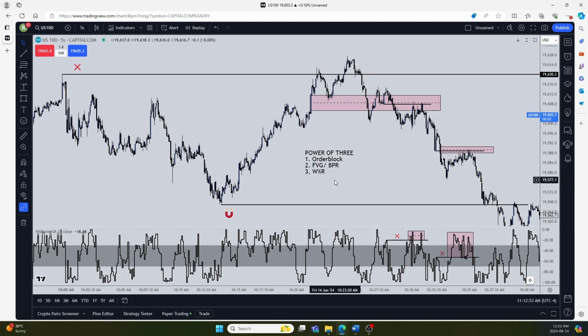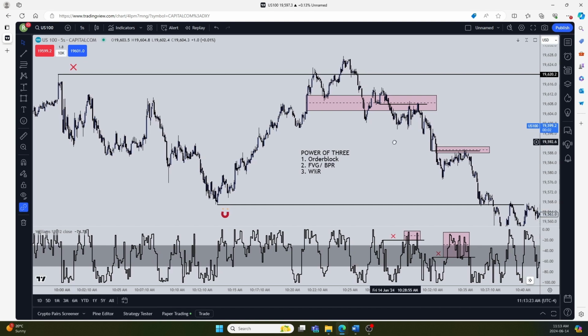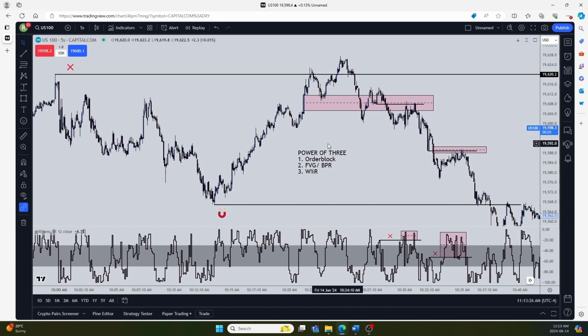The 3 confluences that I use are predominantly the order block, the fair value gap or the balanced price range, either or, and the Williams percent R. These are the 3 things that I look for in price action to get me the best entries and the lowest resistance liquidity runs within a market maker model. We're going to be looking at these 2 examples here on the sell side of the curve to give you some context and a chart to what I'm explaining.